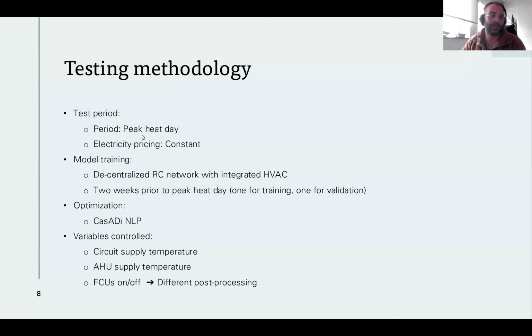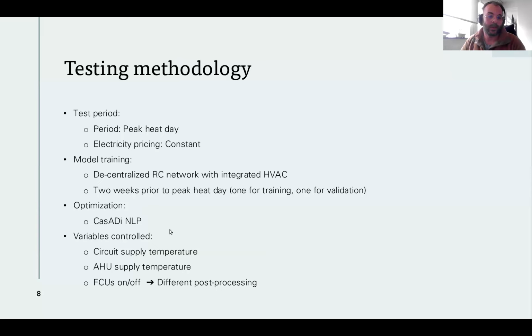We selected the peak heat day period with electricity pricing constant, and we trained an RC model of 2 states that has integrated HVAC. So the HVAC is modeled more in a white box way, and includes the valves and the heat exchangers and some parameters that you want to estimate from this model. Not gonna get into detail on that because of confidentiality reasons.